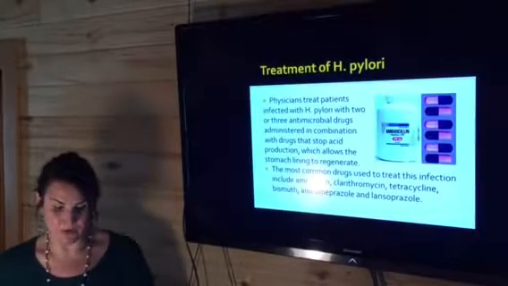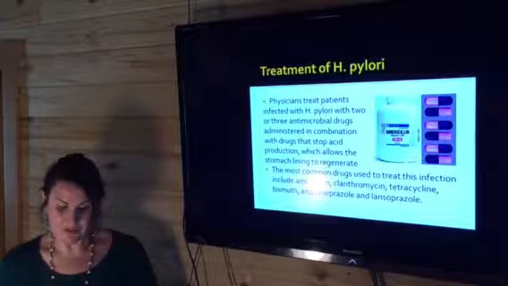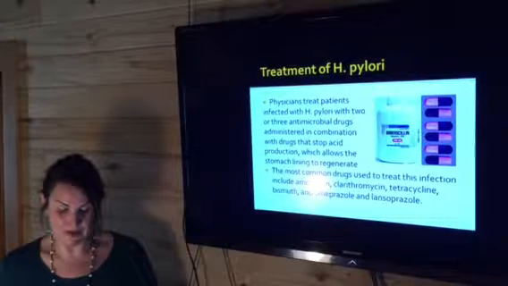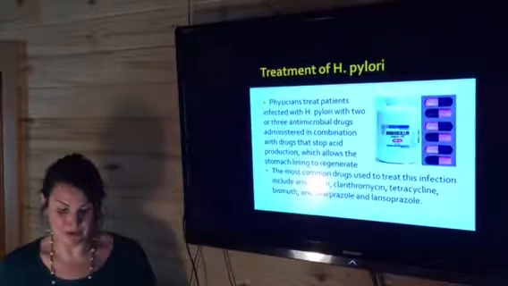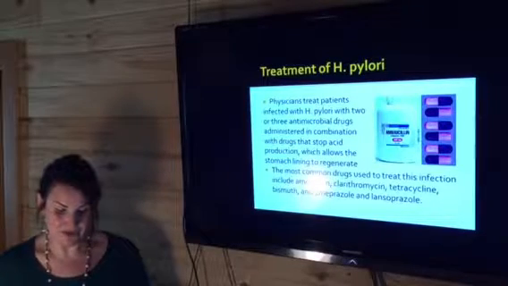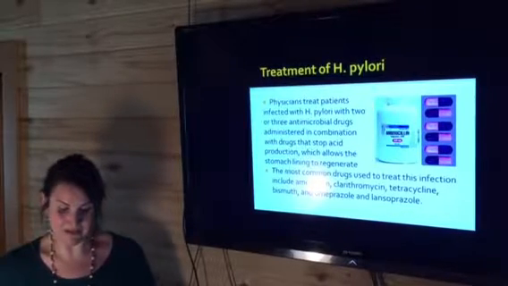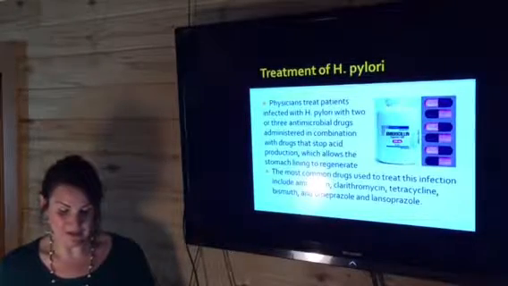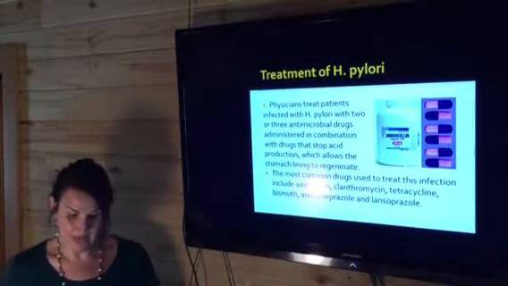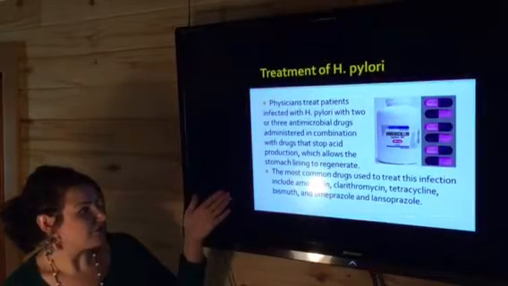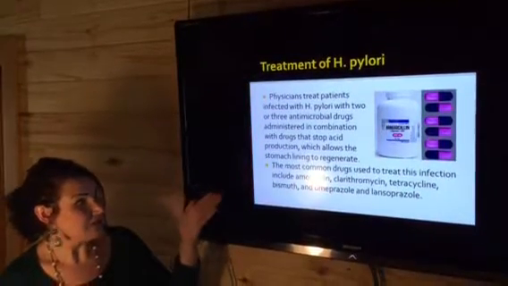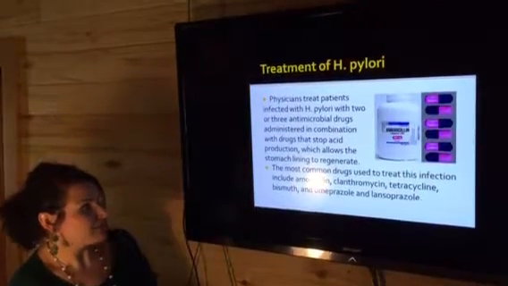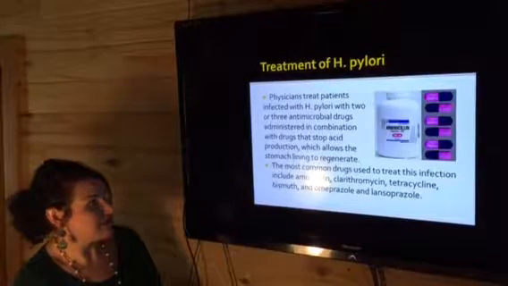Treatment of H. pylori. Physicians treat patients infected with H. pylori with 2 or 3 antimicrobial drugs administered in combination with drugs that stop acid production, which allows the stomach lining to regenerate. And here are some of the most common drugs: amoxicillin, clarithromycin, tetracycline, and bismuth.